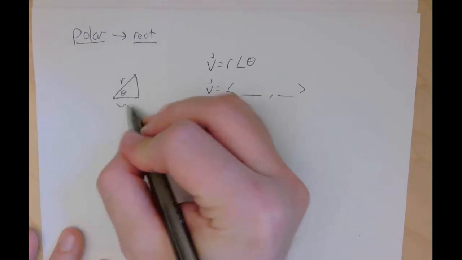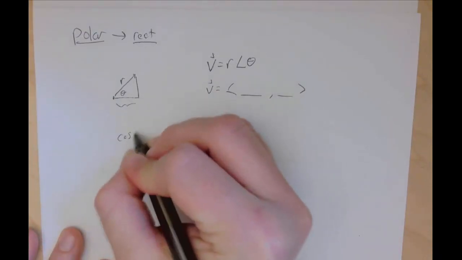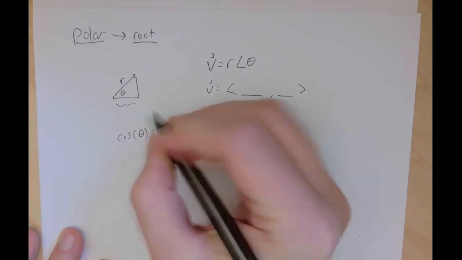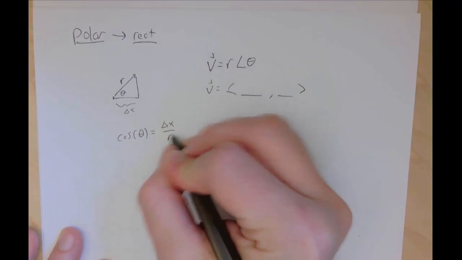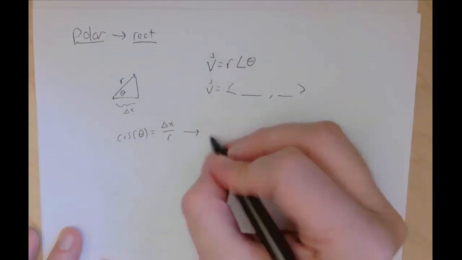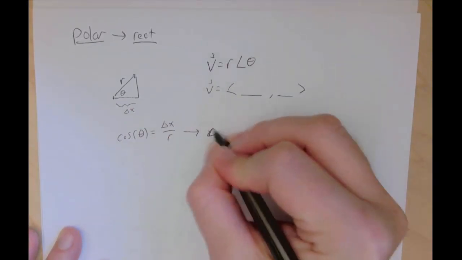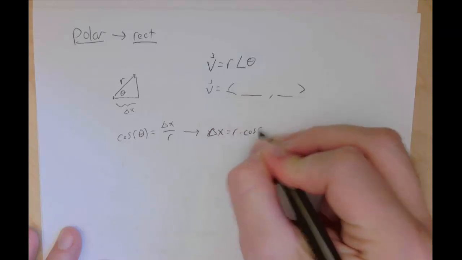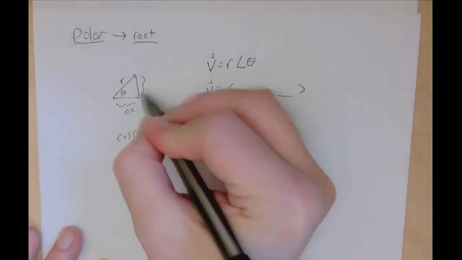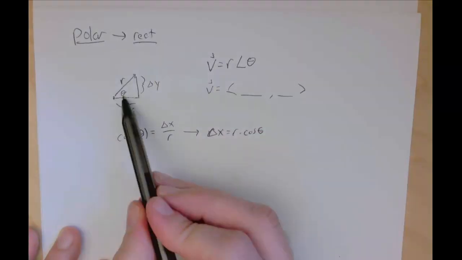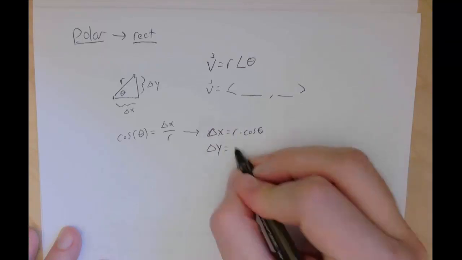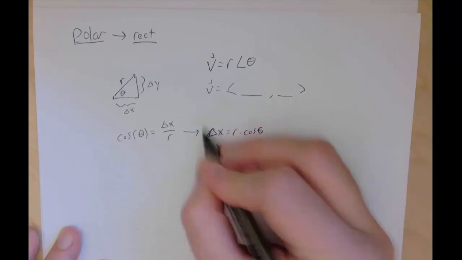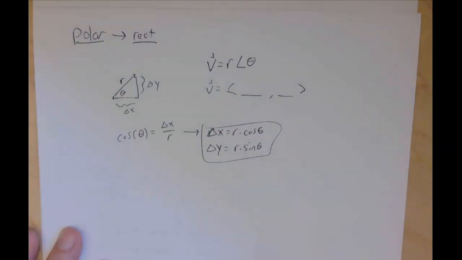So I know that the cosine of theta equals this delta x divided by r. So if I want to know what delta x is, I just multiply by r on both sides, and I've got delta x is r times cosine theta. Same reasoning applies here. Sine of theta is delta y divided by r. Therefore, delta y is r times sine of theta. I can't tell you how many times I have programmed this while making video games.